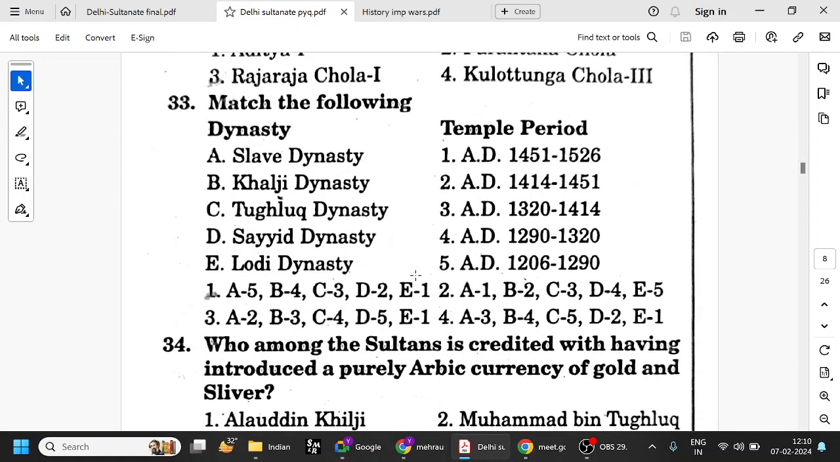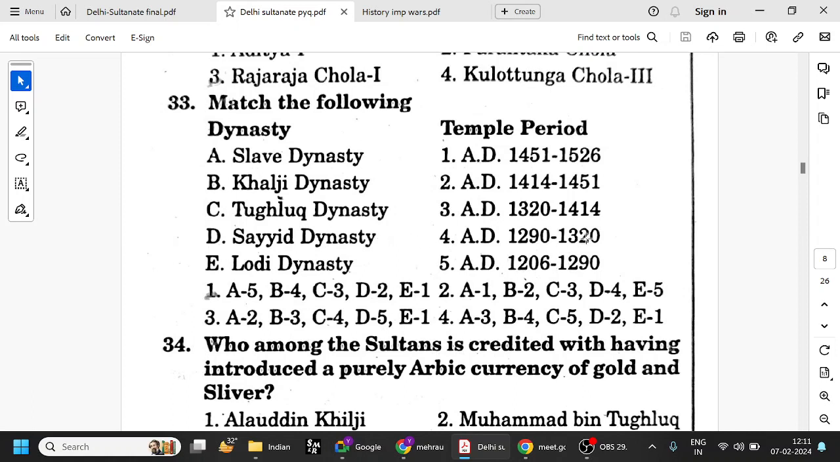So we can see that the first dynasty is the Slave dynasty. Obviously it will be 1206 to 1290. The Slave dynasty is also called the Mameluke dynasty. The second dynasty is the Khilji dynasty, followed by the Tughlaq dynasty, followed by the Sayyid dynasty, followed by the Lodi dynasty. These are in the correct order, so obviously you can arrange the dates.